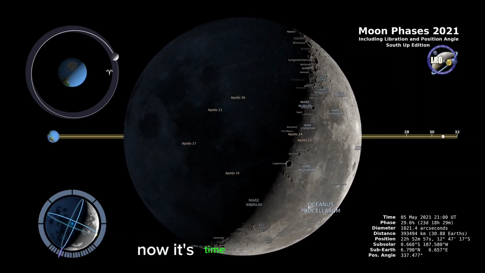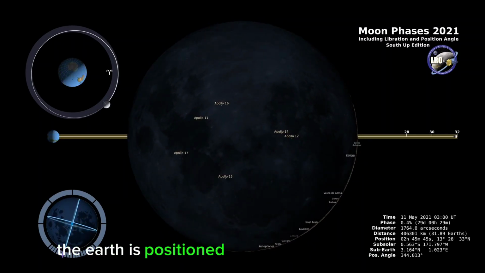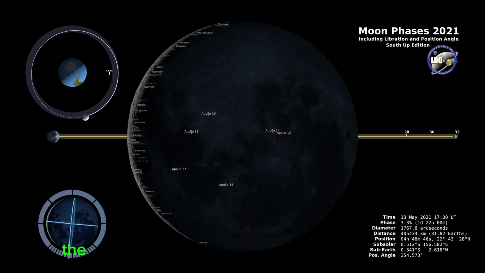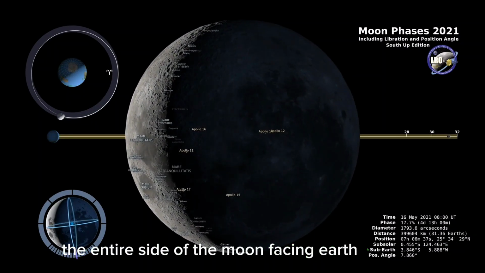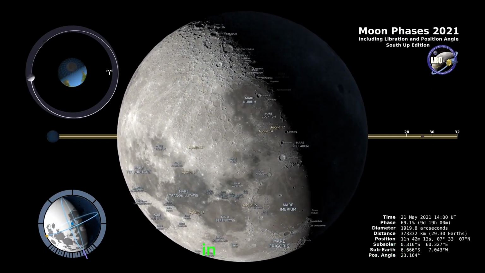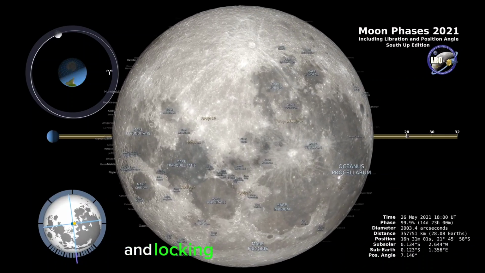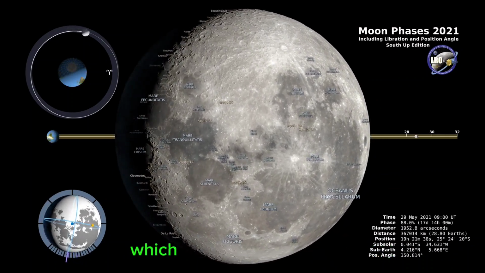Now it's time to talk about the full moon. What is full moon? At this phase, the Earth is positioned between the moon and the sun. The entire side of the moon facing Earth is illuminated, making the moon appear fully round and bright in the night sky.